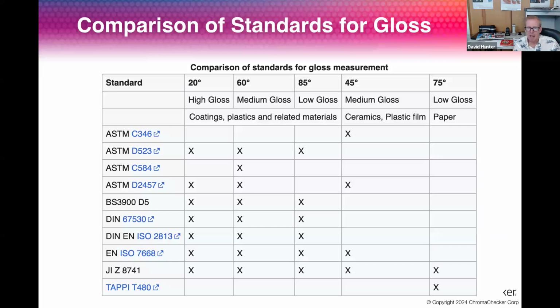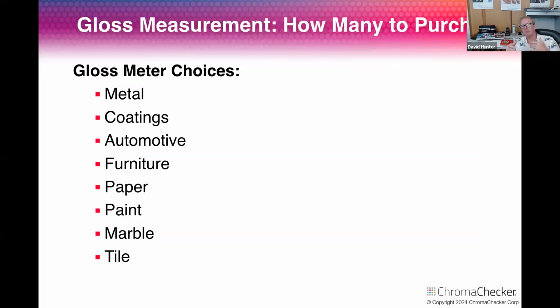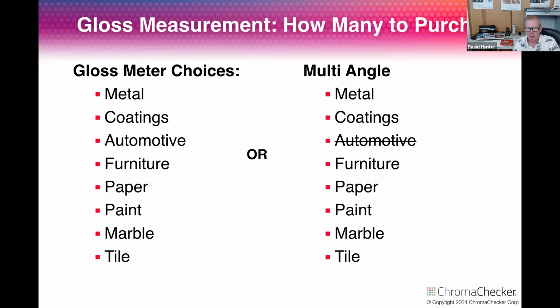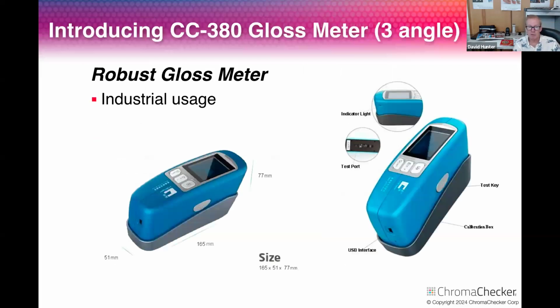And when we talk about manufacturers making multiple gloss meters, you see there's one manufacturer that makes gloss meters for each of these applications. Well, when you have a multi-angle gloss meter, the multi-angle covers every one of these applications except automotive. And luckily, most of our customers don't have to measure automotive paints, but they do have to measure metal or coatings or furniture, paper, or paint. And our triple angle gloss meter will work for all of these materials.